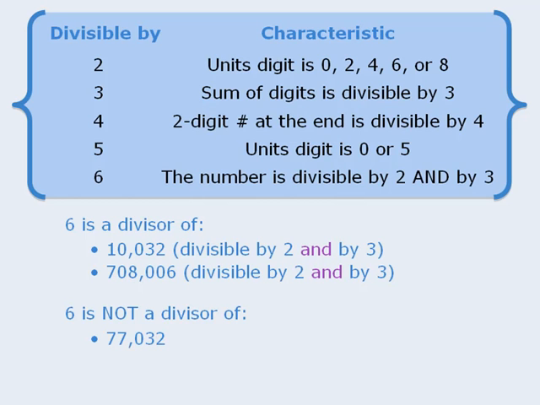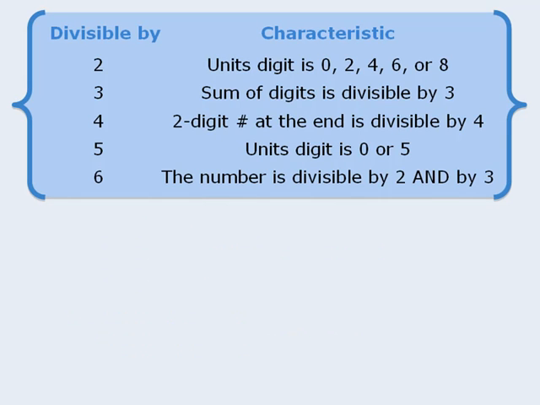Conversely, 6 is not a divisor of 77,032. Although the number is divisible by 2, it is not divisible by 3. We know that it is not divisible by 3 because the sum of its digits is 19, and 19 is not divisible by 3. Now, there are divisibility rules for 7 and 8, as well as for other numbers, but you will not need them for the GRE.